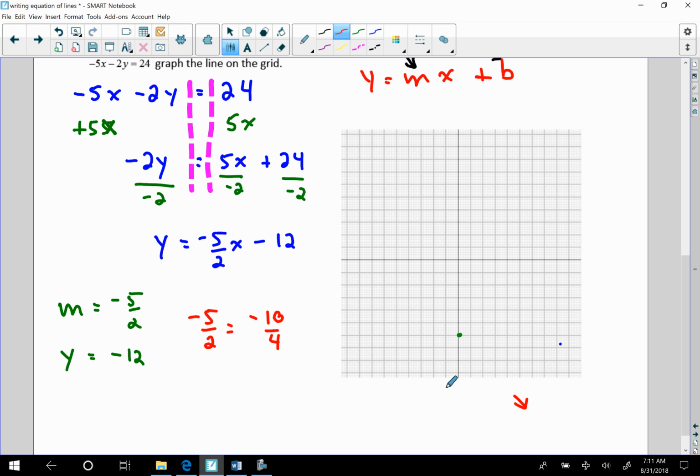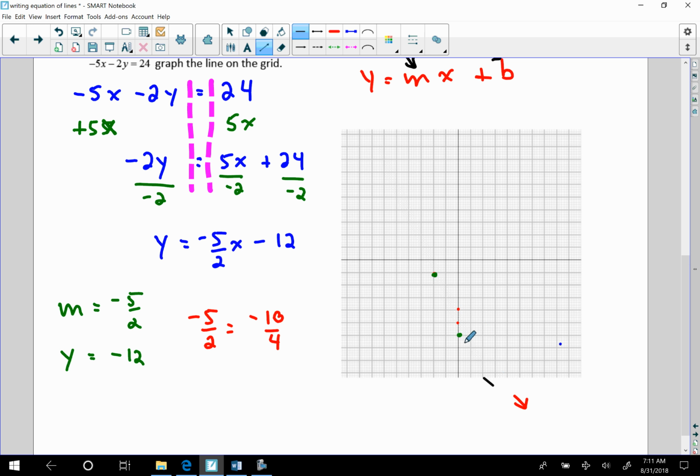So since I can't see the points over here, I'm going to go up and back. And I'm going to go up 10, 2, 4, 6, 8, 10, and over 4. Bam, bam. So this is going to be my other point. And I want to sketch a line through that. And if I started at this point and went this way, I could see that I'm going down 10, 2, 4, 6, 8, 10, and to the right, 2, 4. All I'm going to do now is simply sketch my line through those 2 points.